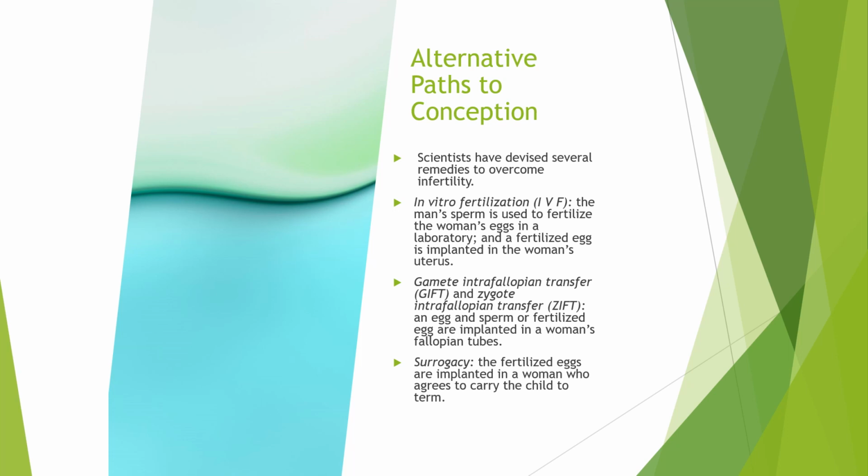Now you may be saying, well, what about adoption? Yes, adoption is another path to having a child, but it is not a path to conception. That child was already born and now you are adopting them. Conception is starting with the sperm and the egg, leading to a fertilized egg being implanted into a woman.